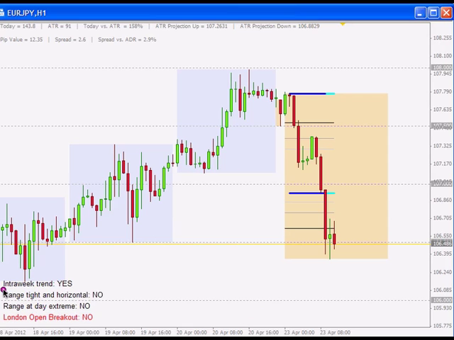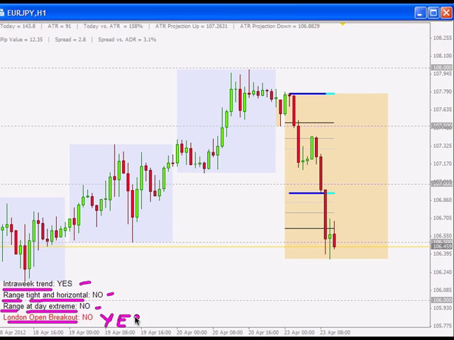in order to determine whether there is an intra-week trend in place or not, whether the Tokyo range is tight and horizontal or not, and whether the Tokyo range is located at the previous day's extreme level. Alright? If all of those are marked as yes, then the indicator will certainly mark a yes here as far as the London Open Breakout strategy.